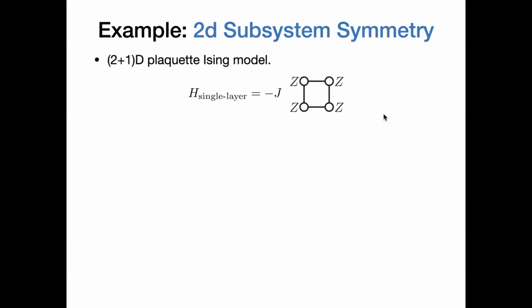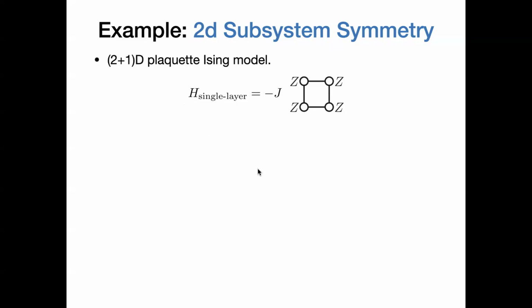And next, let's consider a slightly more interesting example, that of subsystem symmetry. As I advertised at the beginning, this new method can be used to deal with subsystem symmetry and fractal topological order. So let me show it by this example. Now we have k equals 2. We consider a 2 plus 1D model to start with.